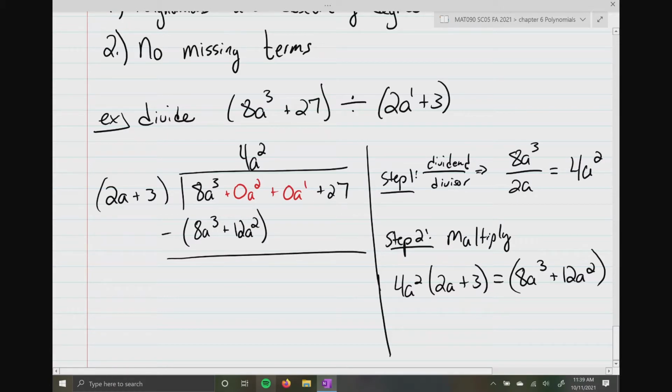Also, look in step two. You got to subtract 12a to the second power. If you didn't write that missing term in, where would you put that?